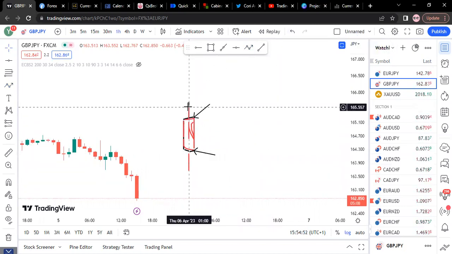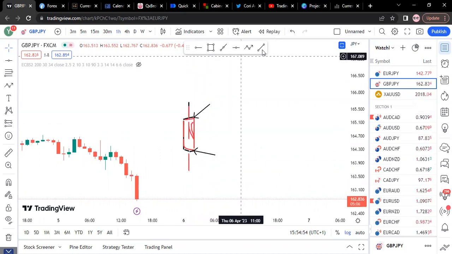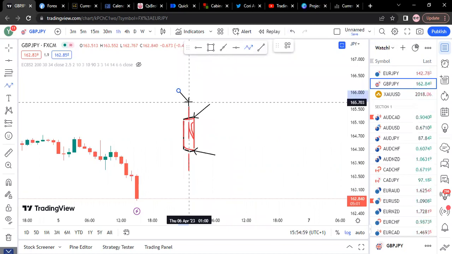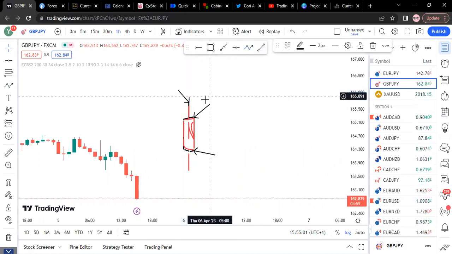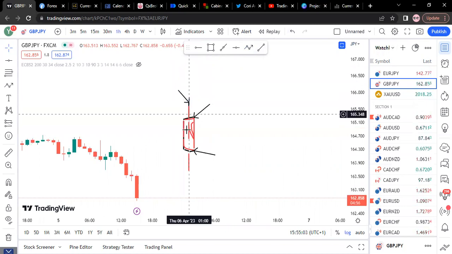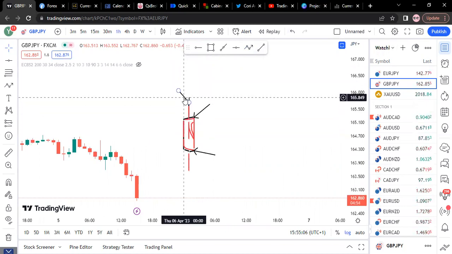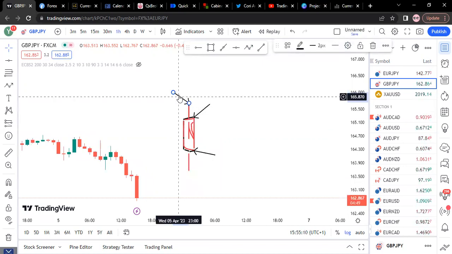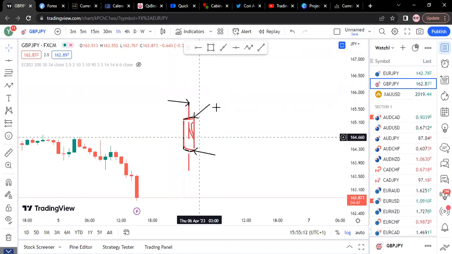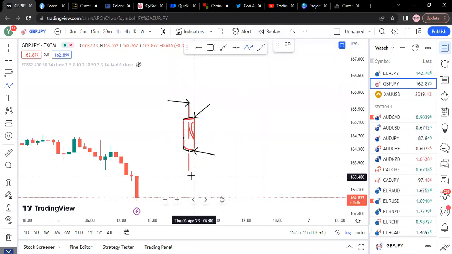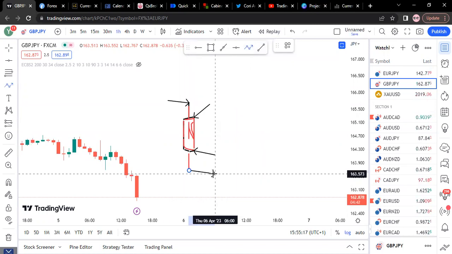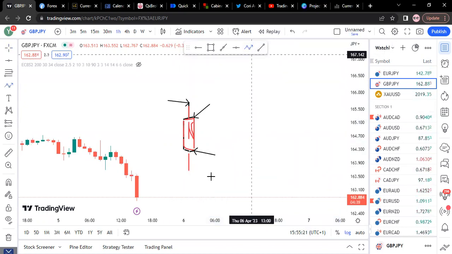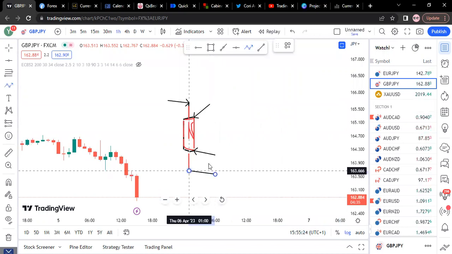Now, this wick shows that this is the highest level at which buyers were able to take this market to. This is the highest level at which buyers were able to take this market. And this particular place is telling us that this is the lowest level sellers are able to take this market to.